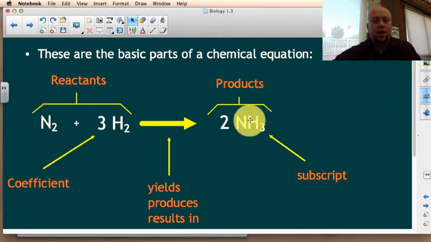Now, in this case, we've only got one product, but there could be two products, there could be 20 products. There's not a set amount, but anything on the right of the arrow has to be a product. Anything on the left of the arrow is a reactant. So the arrow itself, the chemical reaction arrow that everybody knows, that means yields or produces or results in, any of those things.